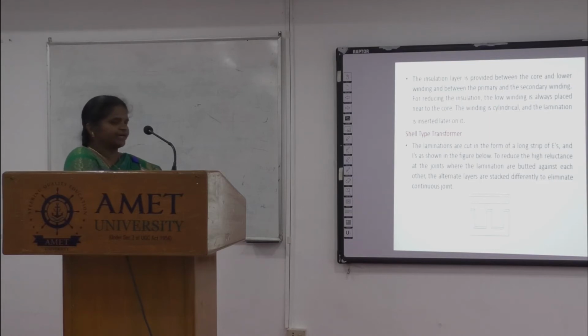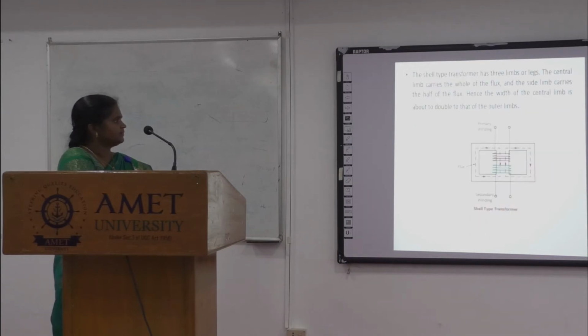The second type of transformer is the shell-type transformer. The laminations are cut in the form of E shapes or I shapes. To reduce the high reluctance at the joints where the laminations are butted against each other, the alternate layers are differently stacked to eliminate the continuous joints. This is the diagram for shell-type transformer.